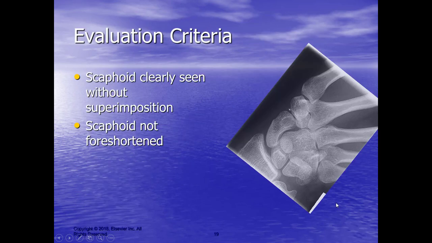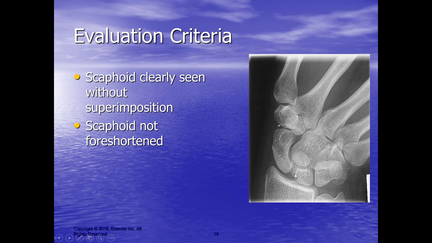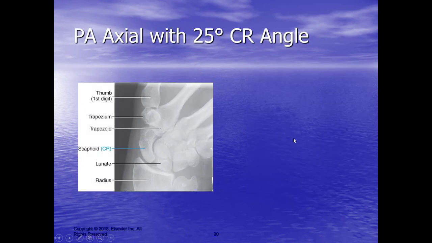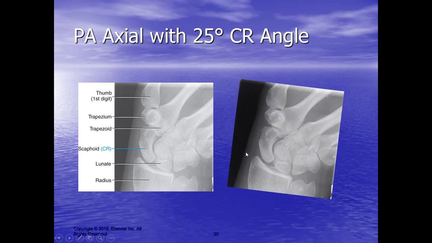So you should see that scaphoid clearly without superimposition. You can see the marker over here, and so at least there's evidence of a marker being on the film. Your scaphoid's not foreshortened. If you use more of a central ray, it's going to elongate the scaphoid. So this one's an example of a 25-degree angle.